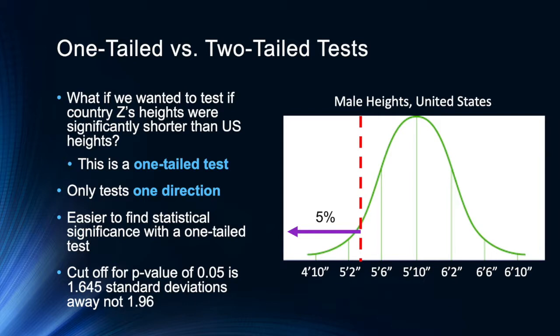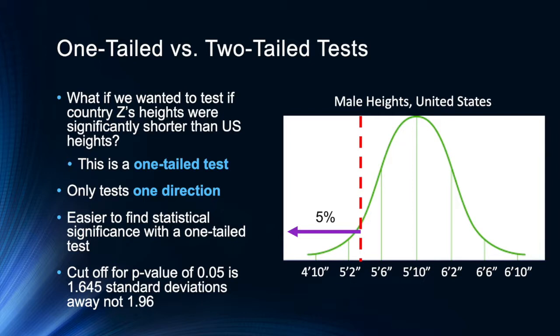So that 5% of error is going to be at the left of our confidence interval in that case. So this makes it easier to achieve statistical significance. So if you look up in that table, if you looked up 0.05 instead of 0.025, then you would see that our cutoff for significance is different for a one-tailed test. Instead of 1.96, it's 1.645.